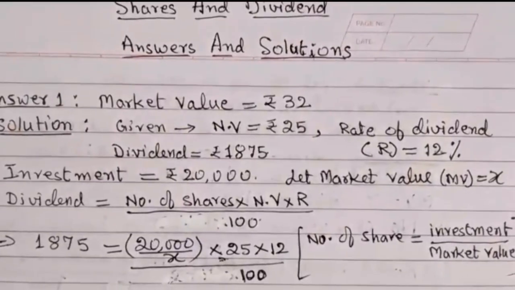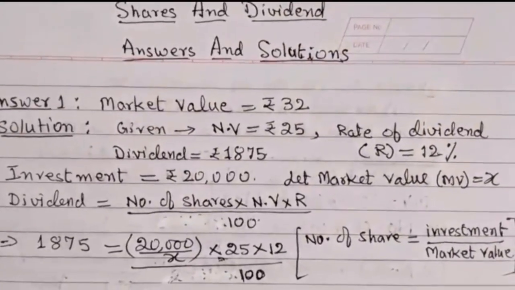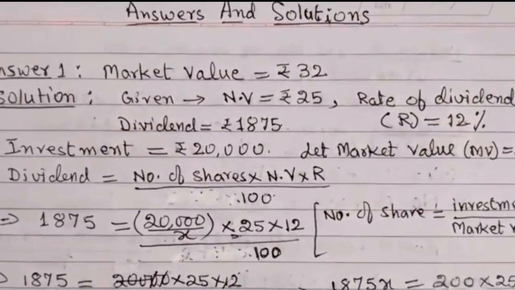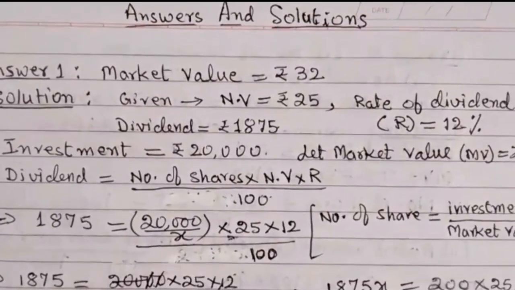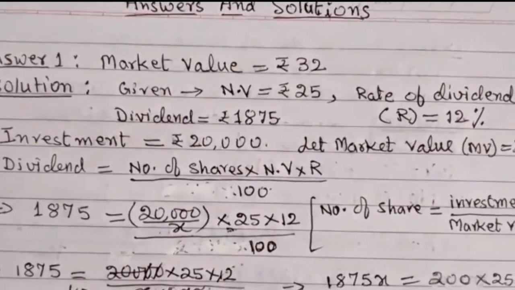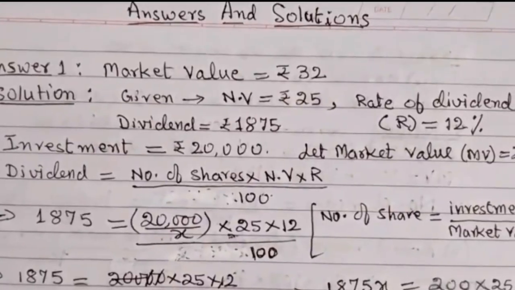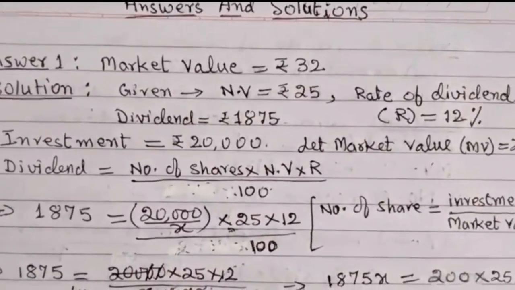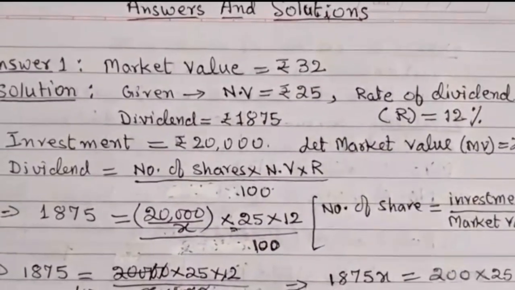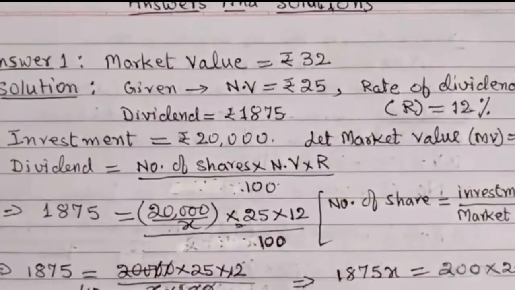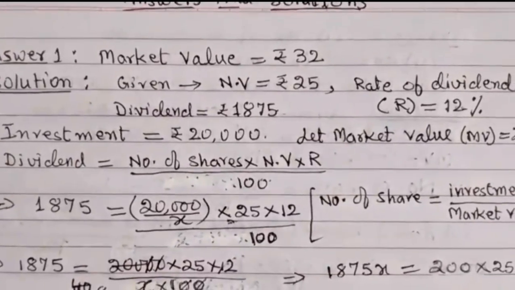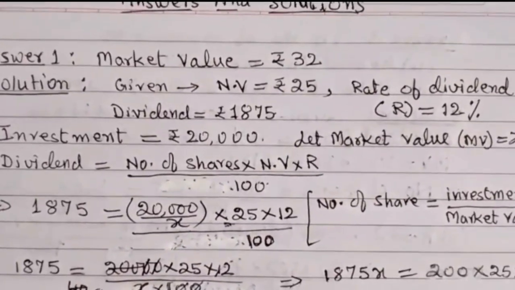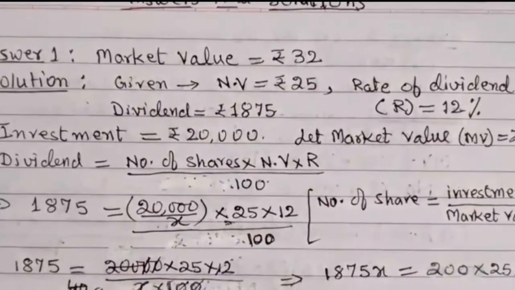Now solutions and answers to the questions. Solution to question number 1. It's given the nominal value of the share is rupees 25. Rate of dividend is 12%. Total dividend rupees 1,875. And investment is rupees 20,000. We have been asked to find out the market value. Let the market value be X.